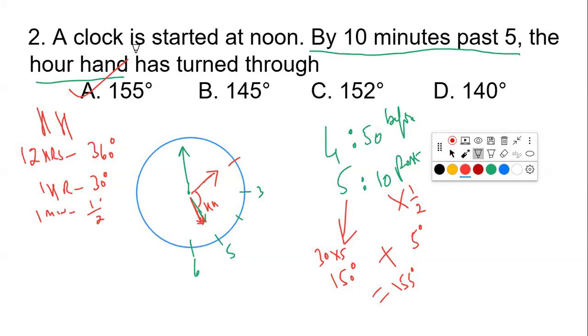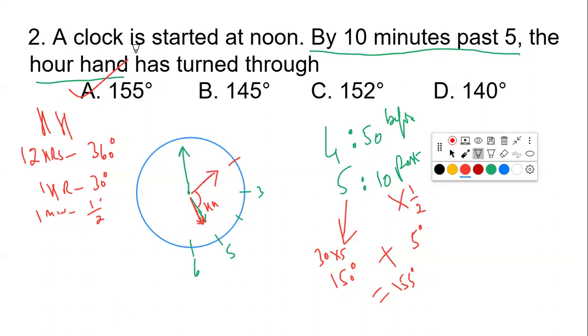10 minutes passed. Again, okay, after 10 minutes, our hand would have ticked. One or two ticks would have happened and it is not exactly at 5. So you are capturing 10 minutes into half degree because 1 hour is 30 degrees, 1 minute is half degree. So 10 minutes into half is 5 degrees. Your answer is 155 degrees.